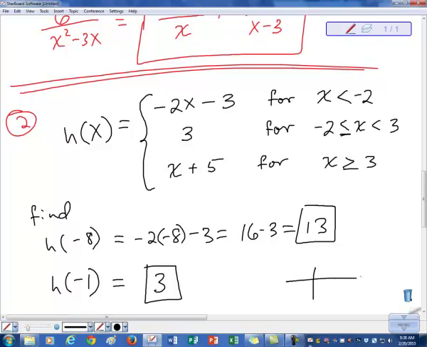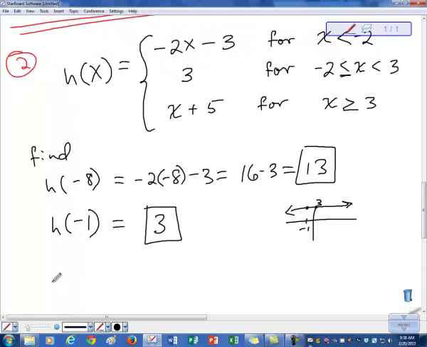So if you were to look graphically, here's 3. This would be negative 1, 3. So no matter what value you have from negative 2 to less than 3, your answer out is going to be 3.